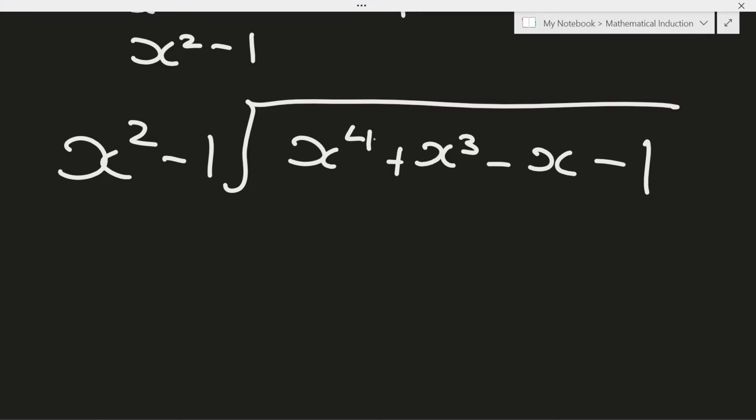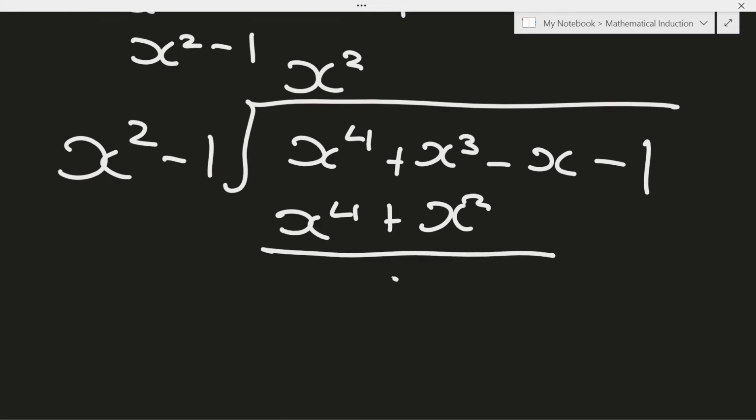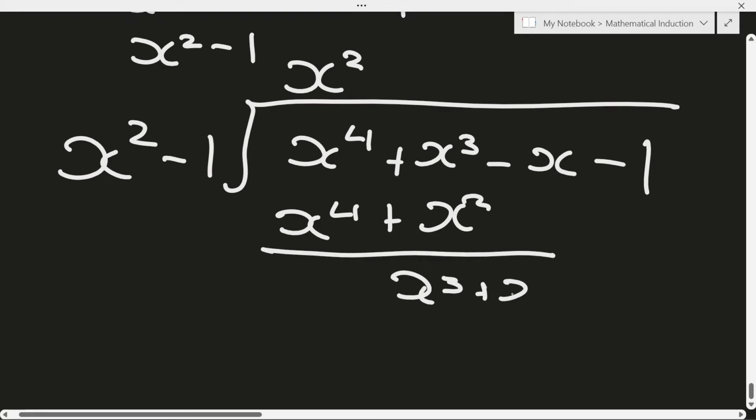I'm going to go through this long division a little bit faster now that we're kind of far down in the video. If you still don't understand how to long divide and this video is not helping you, please read your textbook, please watch another video, click off the video and watch something else if it's not helping. So this will equate to x squared, because 2 times 2 is 4, and then we'll have x cubed plus x squared minus x.